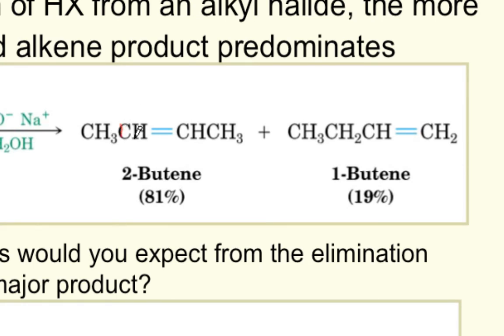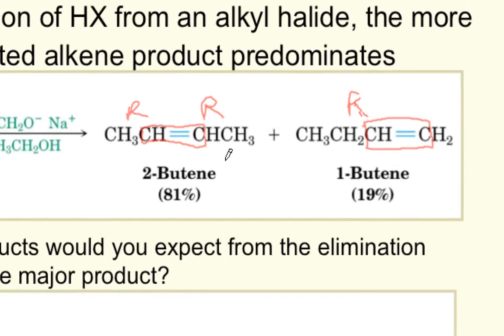Here we have this carbon-carbon double bond, and this side has 1 R group, and this side has another R group. So this would be a disubstituted alkene. In this case, I have no R groups on that side, 1 on this side, so this would be a monosubstituted alkene. 2-butene is more highly substituted than a 1-butene, so you'll get more of 2-butene according to Zaitsev's rule.